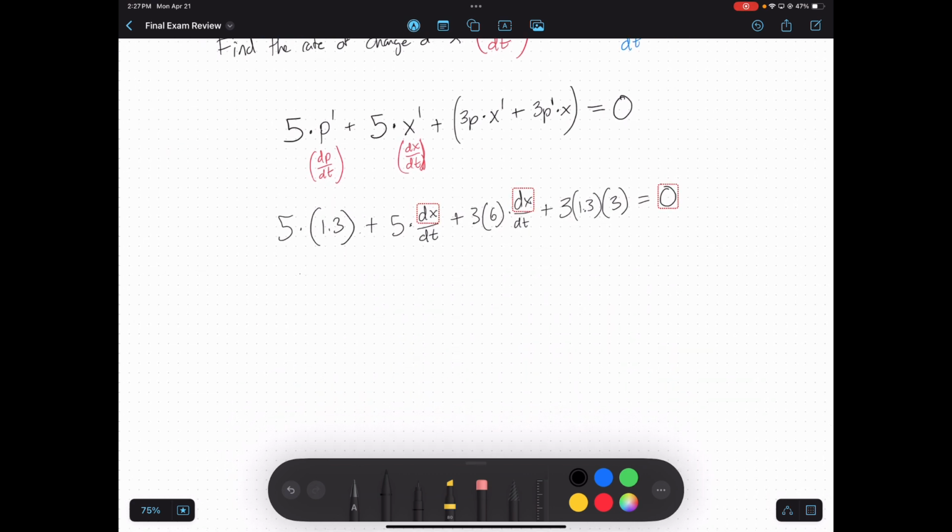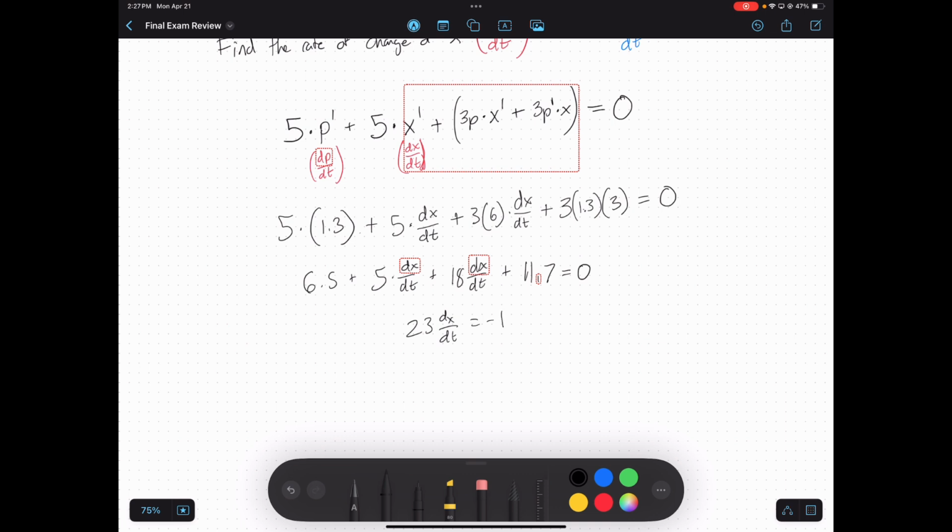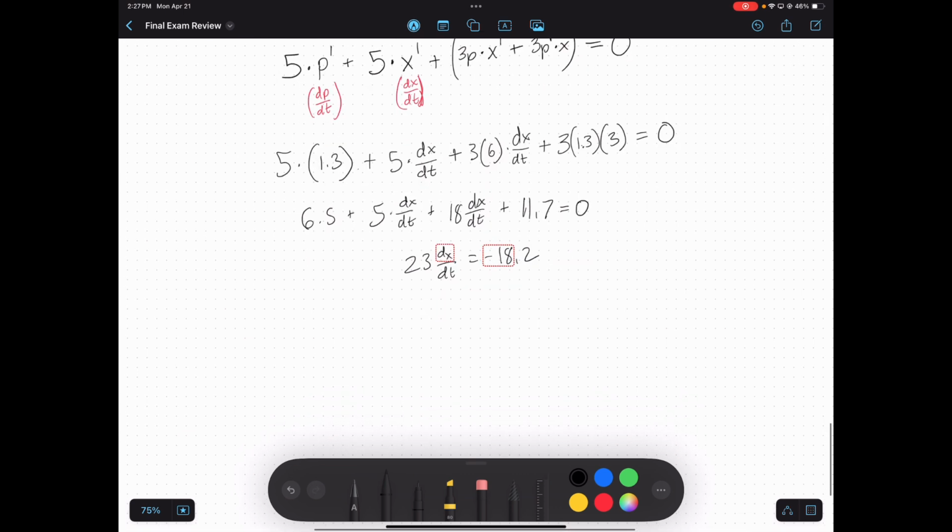Very nice. Okay. And now if I start multiplying everything, I get 6.5 plus 5 times dx over dt plus 18 dx over dt plus 11.7 equals 0. Combine your like terms and you get 23 dx over dt equals negative 18.2. So I just moved my other terms over to the other side. Divide by 23. And you get negative 0.79. Any questions about any of that?